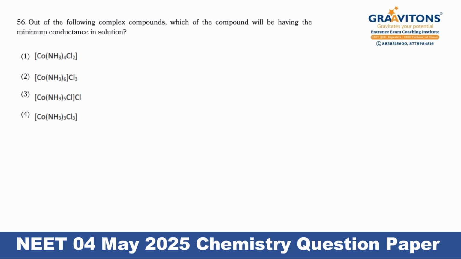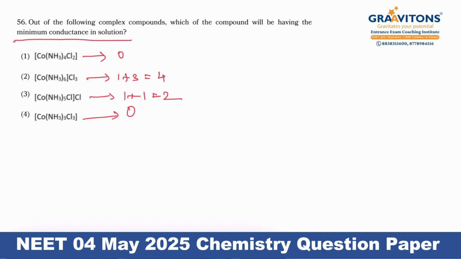And of course, we have a small confusion. Whenever the number of ions increases, the conductance will increase. But if you look at the 4 options, here the number of ions is 0. Here the number of ions is 1 plus 3 chloride ions, which gives you 4. And here 1 complex ion, 1 counter ion, so totally 2. In the last option, you have 0 ions. So they are asking for minimum conductance in the solution. So we have 2 options right in this question.